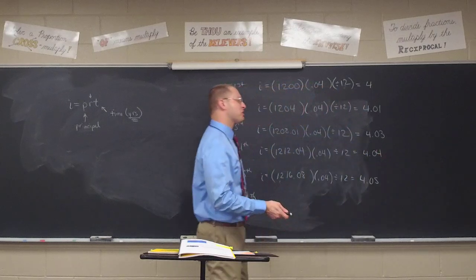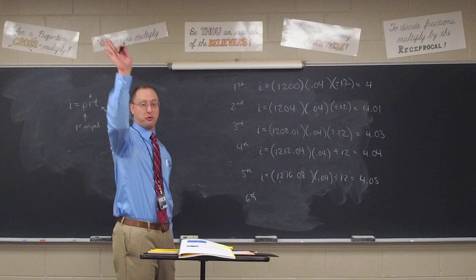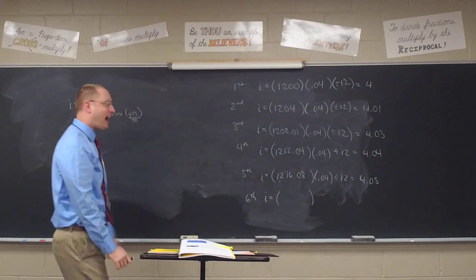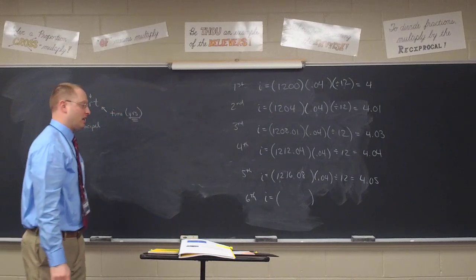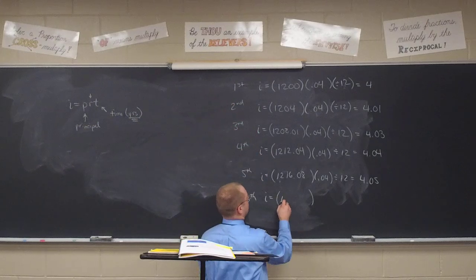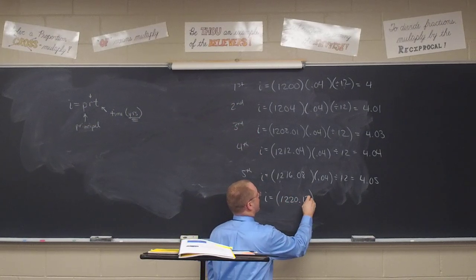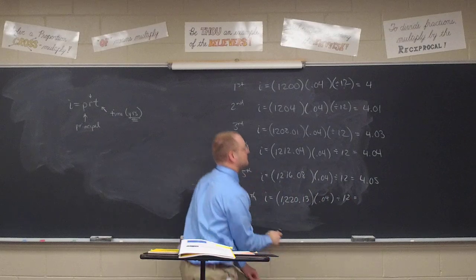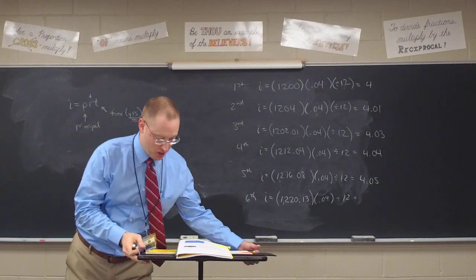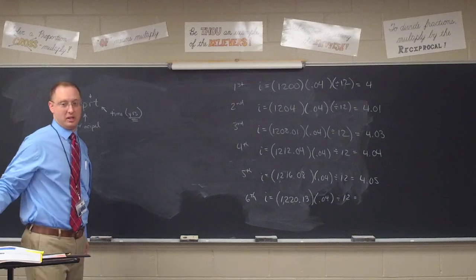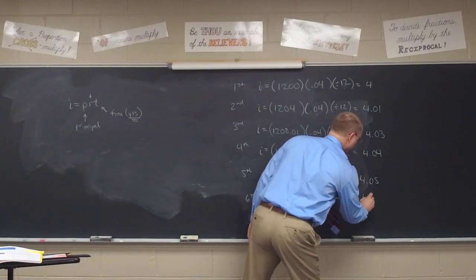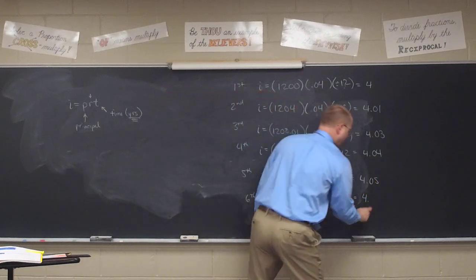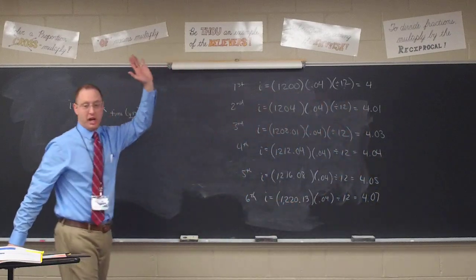$4.05. Just little steps, right? Small steps, growing just a little bit of interest here. How many have the $4.05? Month number 6. What's the principal now going to be? And Michael's already got it. $1,220.13. Good, $1,220.13 times 0.04 divided by 12. And how much interest does she earn in the 6th month? Kirsten? $4.07. Is that right? Should it be 4.07? Okay, that's what I had, was 4.07. How many also got $4.07?